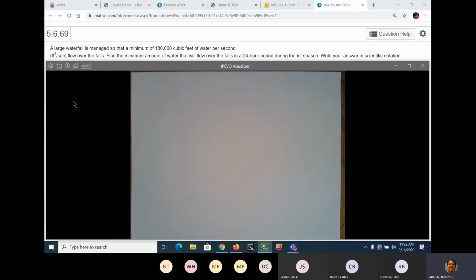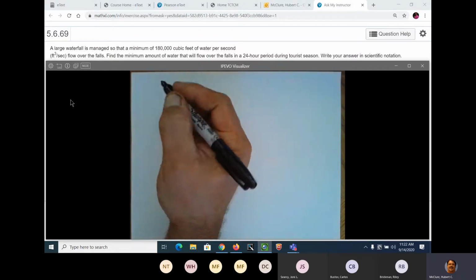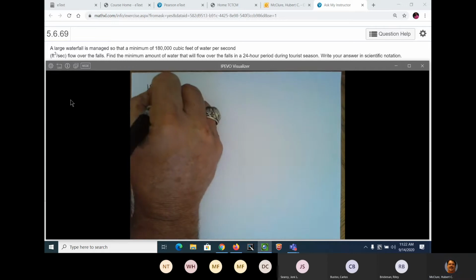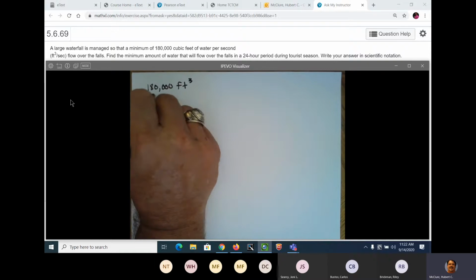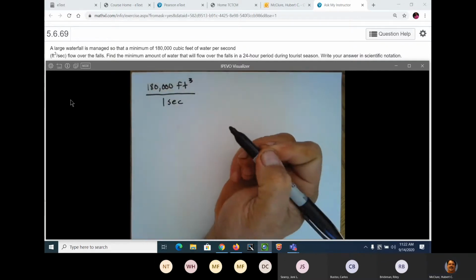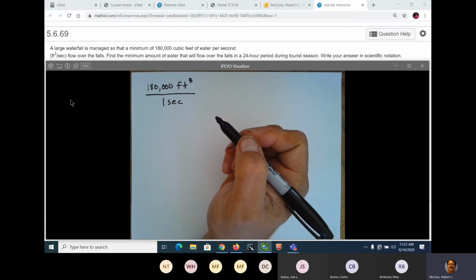All right. A large waterfall is managed so that 180,000 cubic feet per 1 second is flowing over the waterfall. Find the minimum amount of water that will flow over the falls in a 24-hour period.